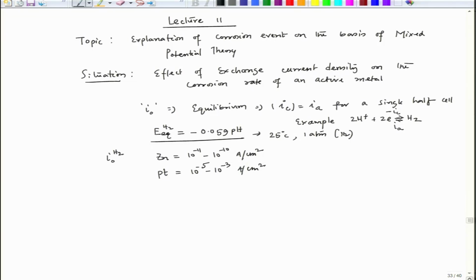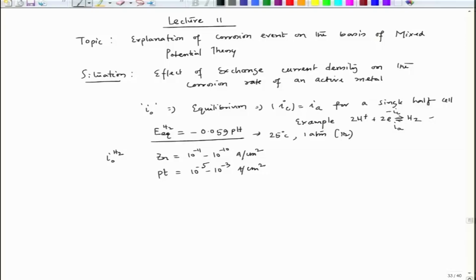In the next class I will show some tables, and it is also available on the internet, you can just look through what the values of exchange current density of hydrogen evolution are on different metal surfaces in acid medium. Similarly, for other cathodic reactions or anodic reactions or any half cell reactions, I 0 can have different values.